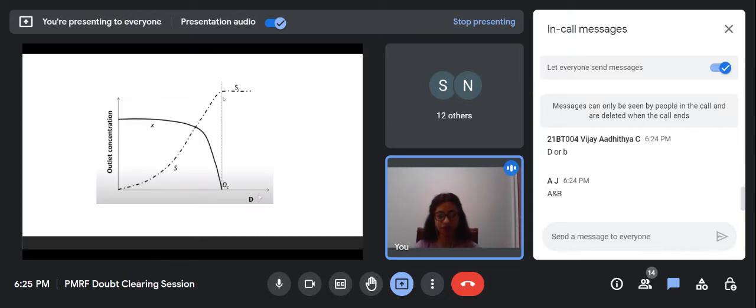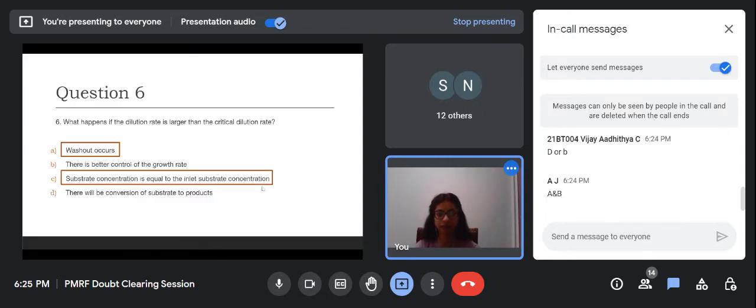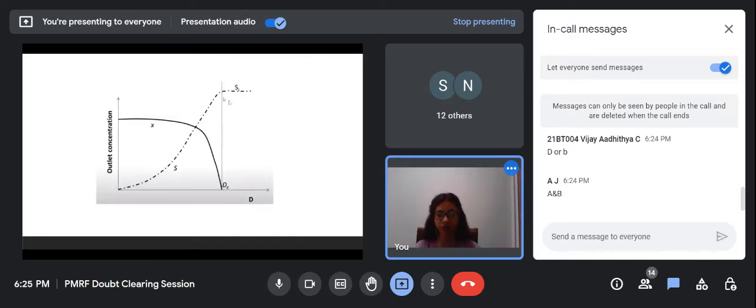That is, if the dilution rate has crossed the critical dilution rate, the DC here, then washout occurs, which means that there are no cells coming out of the outlet, and that the substrate concentration is equal to the inlet substrate concentration. That is what you can see here. So at the critical dilution rate and beyond it, the substrate concentration becomes equal to the substrate concentration of the inlet because no cells are present.